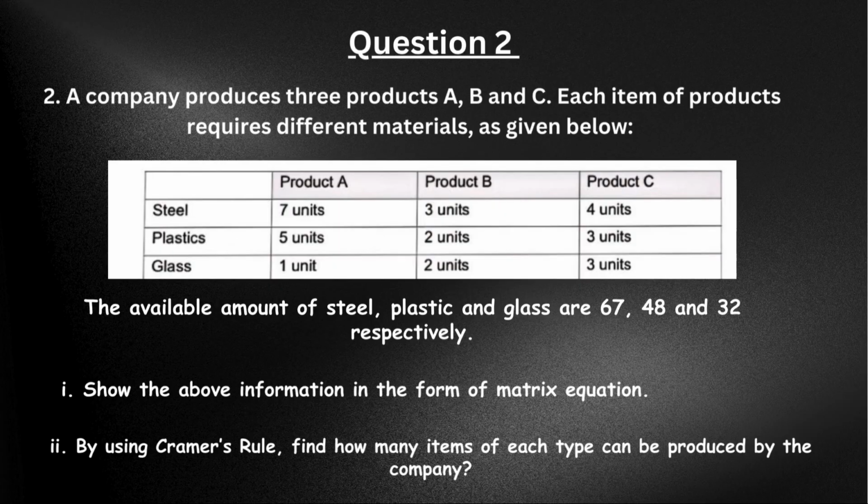Product A for plastic is 5 units. Product B for plastic is 2 units. Product C for plastic is 3 units. Product A for glass is 1 unit. Product B for glass is 2 units. Product C for glass is 3 units.